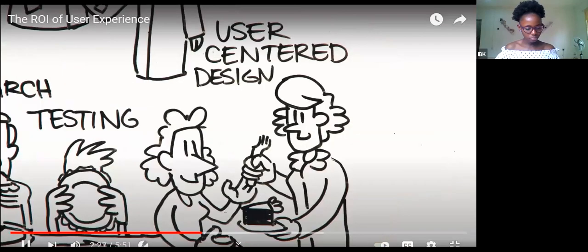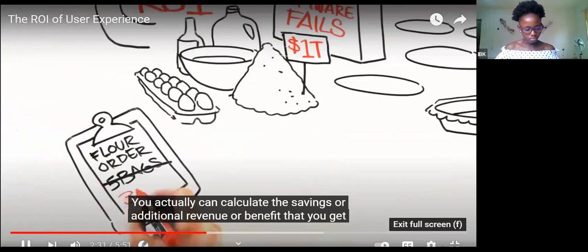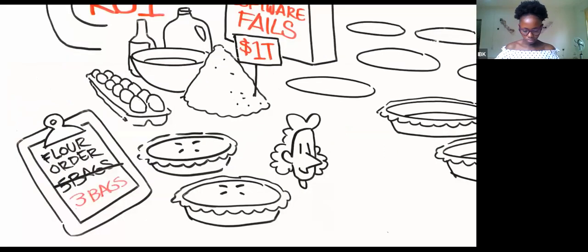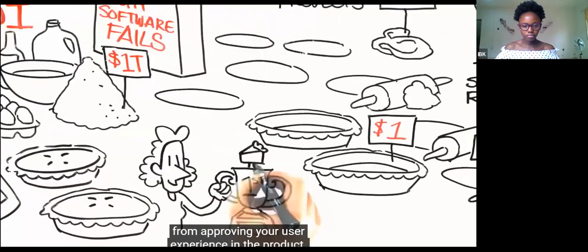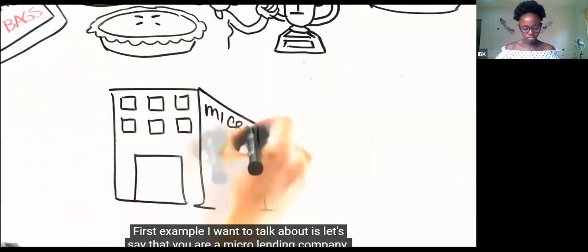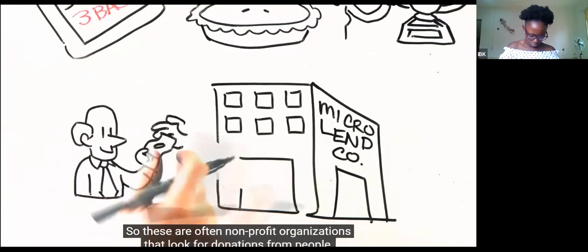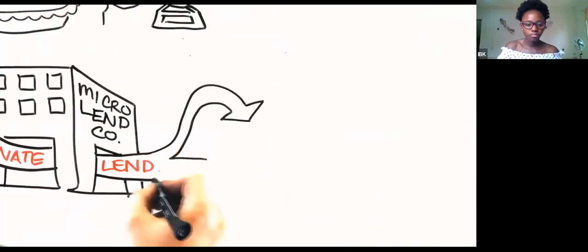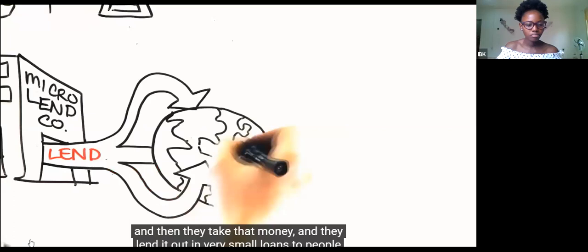First example I want to talk about is, let's say that you are a micro lending company. So these are often nonprofit organizations that look at your situation. So you have a website and people donate money at your website, but the searching and donating part of the interface at the website is confused.